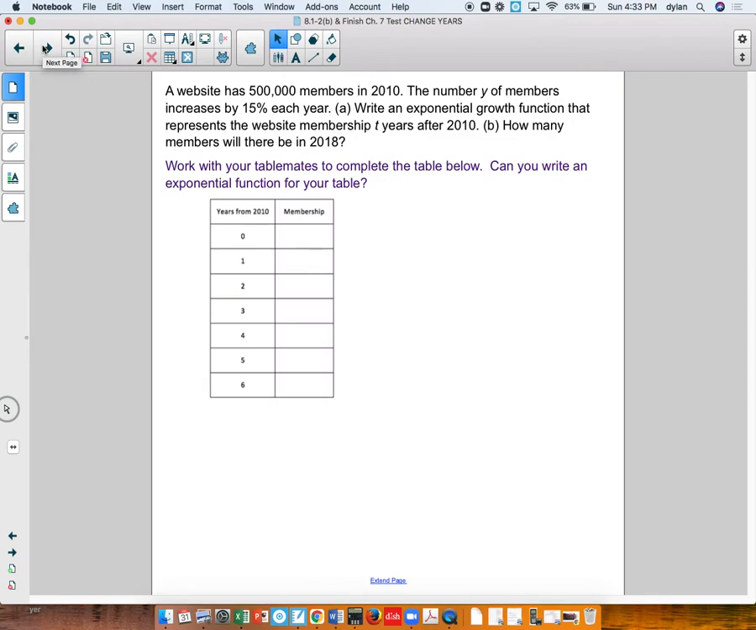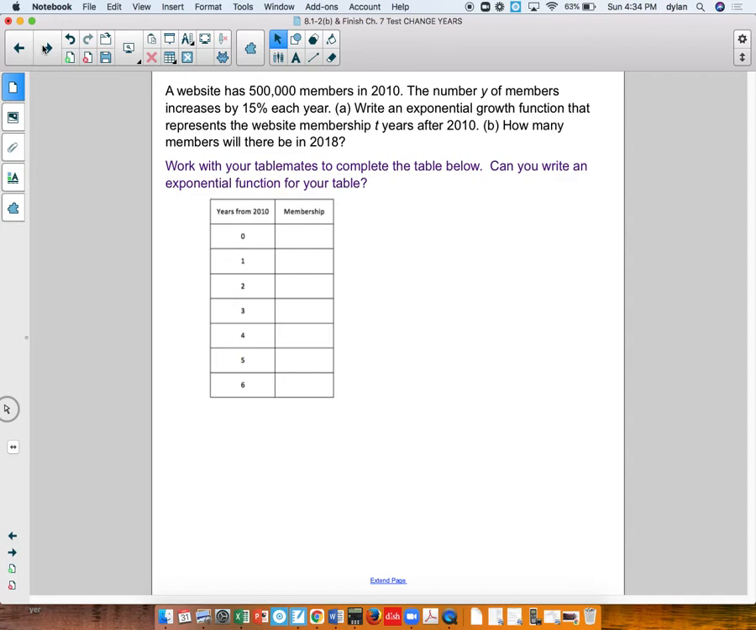All right, so we're going to start with a review of exponential growth and decay and where that comes from. So imagine that you run a website, and in 2010 you had 500,000 members, which is okay, but certainly you're hoping for a lot more growth over time. And you're noticing that your website consistently increases its membership by 15% per year.